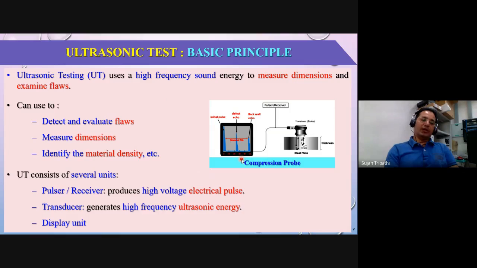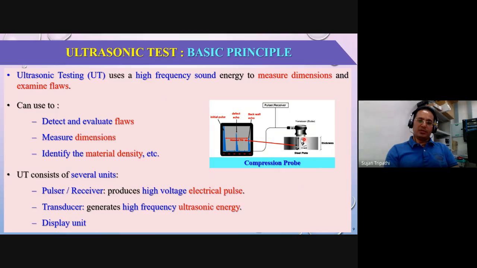And this ultrasonic testing equipment consists of several units, such as the pulser and receiver, which produces the high voltage electrical pulse. And then the next one is the transducer, as you can see in the figure, and the transducer helps to generate high frequency ultrasonic energy. And finally, the display unit displays some graphs and values that help to indicate the type of the crack and the location of the crack. Okay, so you can see in the figure, there are two types.